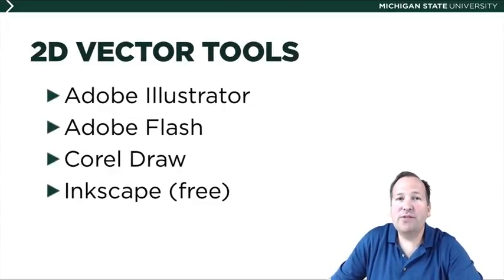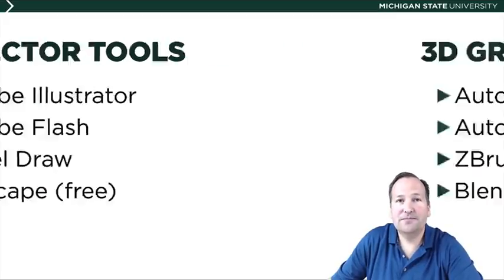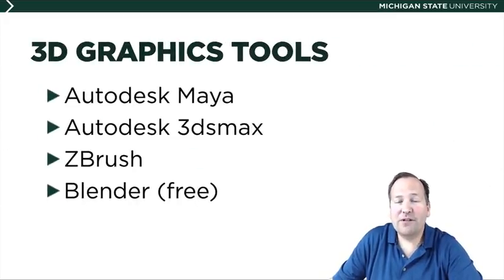There are also many 2D vector creation tools. Adobe Illustrator is probably the most used vector tool, but there are many other options, including Inkscape, which is open source and free. In terms of 3D graphics tools, Maya, 3ds Max, and ZBrush are the most used 3D graphics tools in the game industry. However, there are many great 3D tools out there, including Blender, which is open source and free.